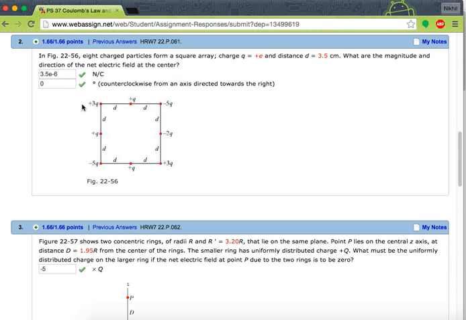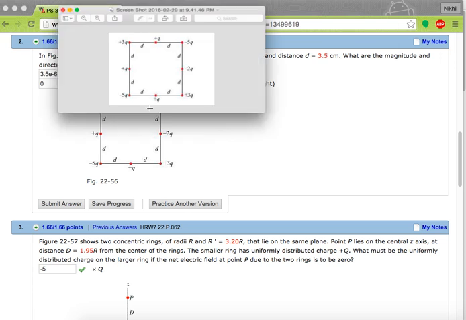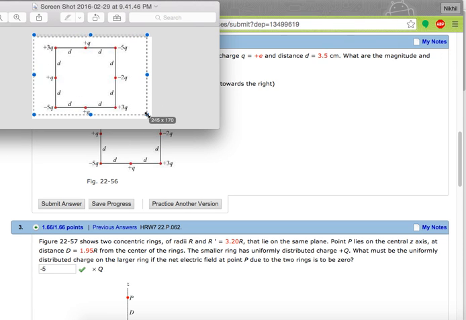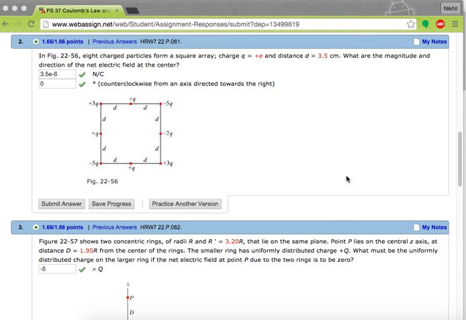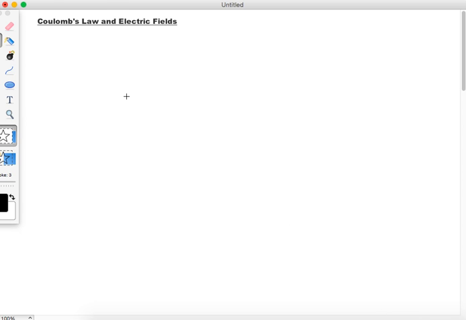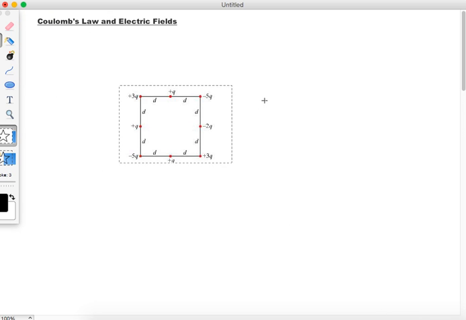Second problem. 8 charged particles form a square array. Charge Q plus e. Distance 3.5 centimeters. What is the magnitude and the direction of the field from the center? So I'm going to copy this so we can work with an image. And let's go to Paint, and here we go. We have this. Right off the bat, let me draw a little dot right in the center. This is our center of the electric field.